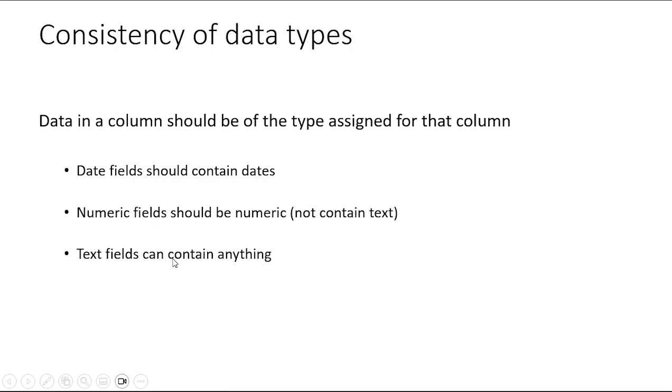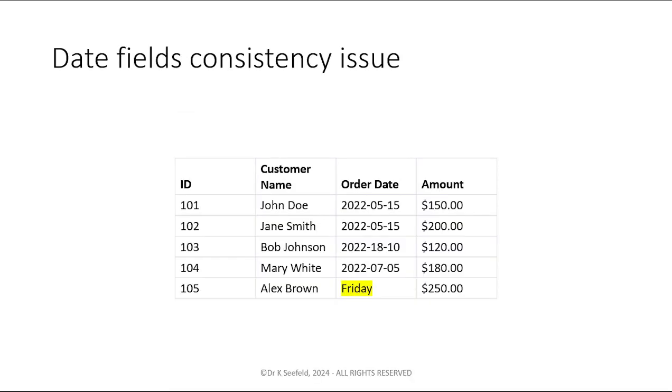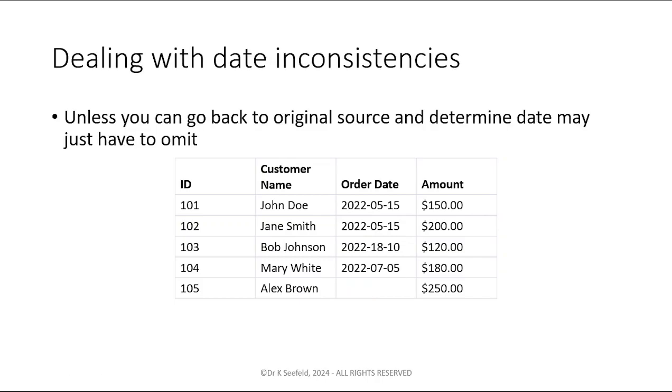So text fields are a little tricky because, in text fields, anything can be in there. This is an example of a consistency issue with a date field. Here we have order dates. The first 4 are all in the same format, and then somebody puts in Friday. Ideally, you'd have a system that does not allow you to enter data like this, but that's not how life works.